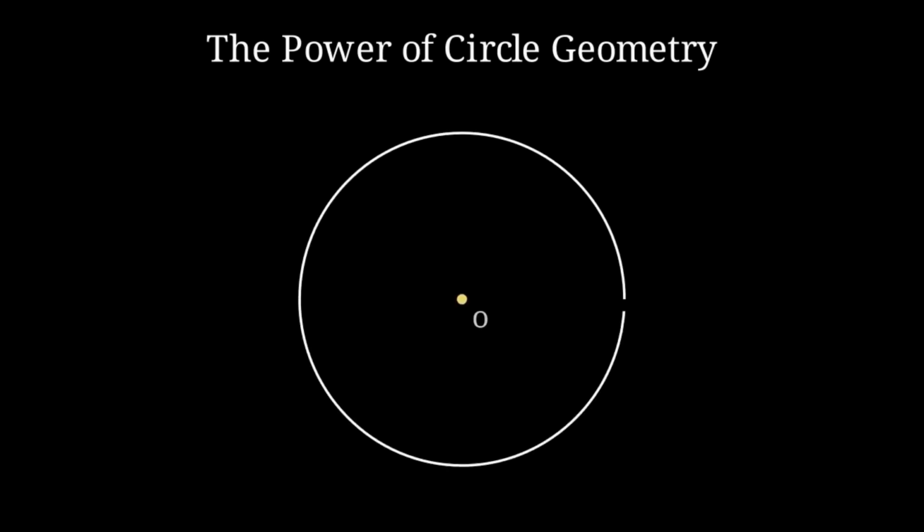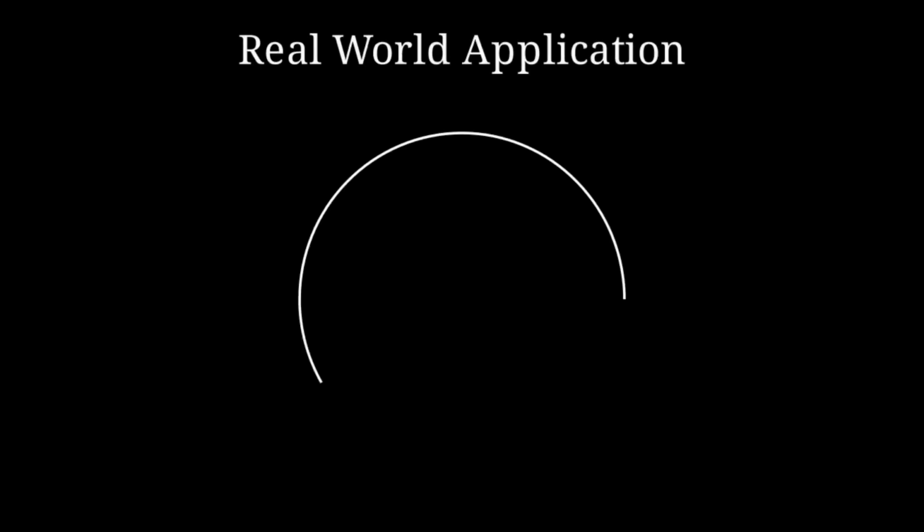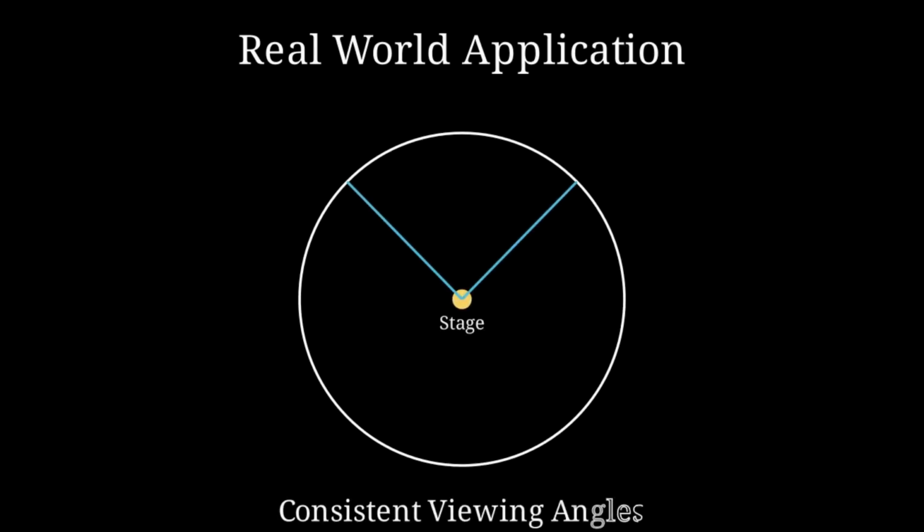Welcome to the world of circle geometry. Today, we will explore a fundamental relationship between angles that share the same arc. Understanding this connection is the key to solving complex geometric proofs and engineering designs. From architectural design to the way we position cameras in a stadium, circle geometry ensures that angles remain consistent.